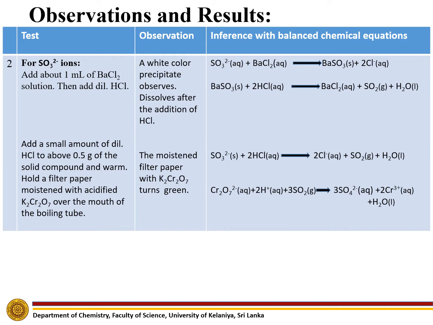Observations and results. When we add barium chloride to the given sulfite ion solution, barium sulfite precipitate forms. It is white in color. After that, when we add dilute hydrochloric acid, barium sulfite will dissolve and produce sulfur dioxide. Sulfur dioxide is an acidic gas, so it can change the color of blue litmus to red.